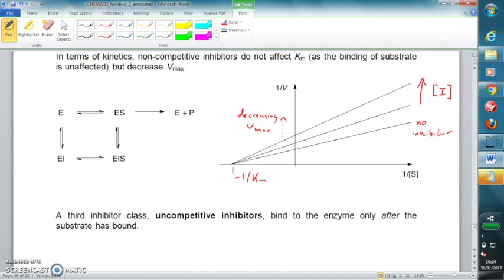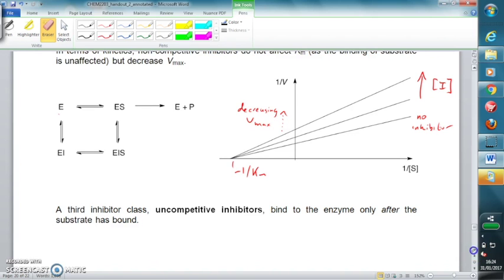Okay, there is a third class of reversible inhibitor, the uncompetitive inhibitor. These bind to the enzyme only after the substrate is bound, so effectively we lose this portion of the graph. I don't really want to talk about uncompetitive inhibitors. They give a third type of Lineweaver-Burk plot.